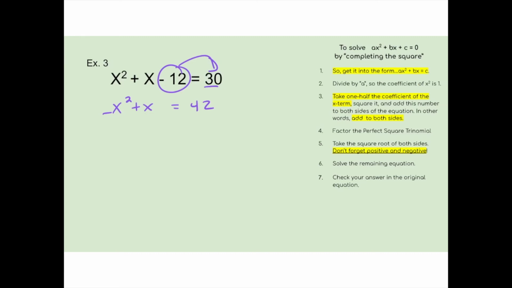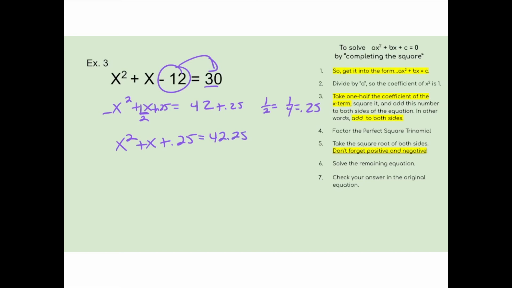The next step is we look at this coefficient, and it's 1. We're going to divide that by 2, so we have 1 divided by 2. If we square that, that's 1/4, or 0.25. You can do it either way you want to, you can go ahead and change to a decimal. So it's going to be plus 0.25 on both sides. So you get x squared plus x plus 0.25 equals 42.25.